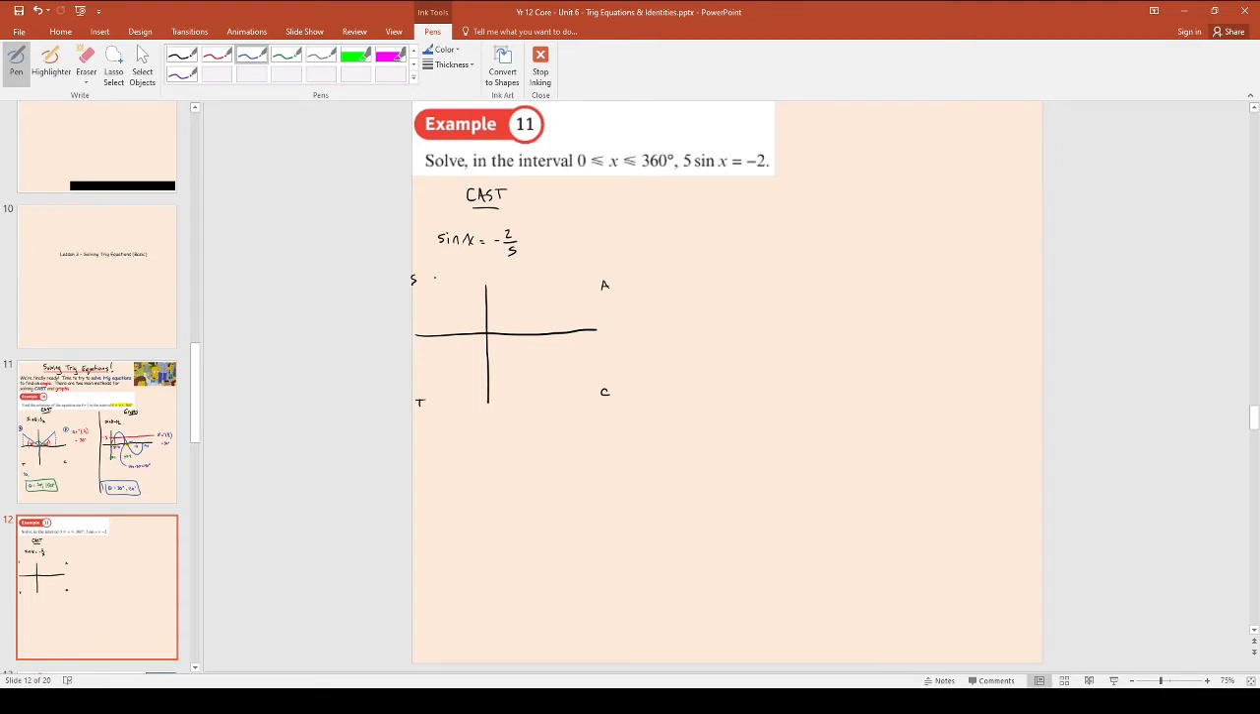Now here and here is where sine is positive. That's where it's positive, and that's where it's positive, which means it's not going to be there. It's going to be here and here, where the sign is negative. Draw your sticks into both quadrants. So dash, dash, dash, dash, dash, dash, dash.